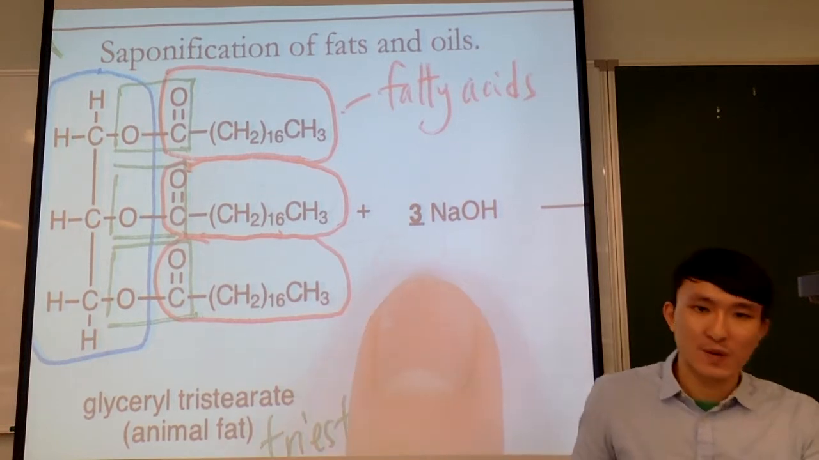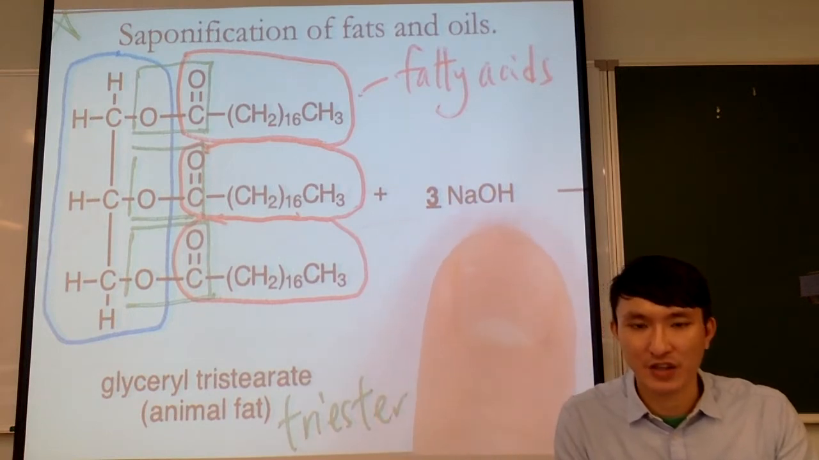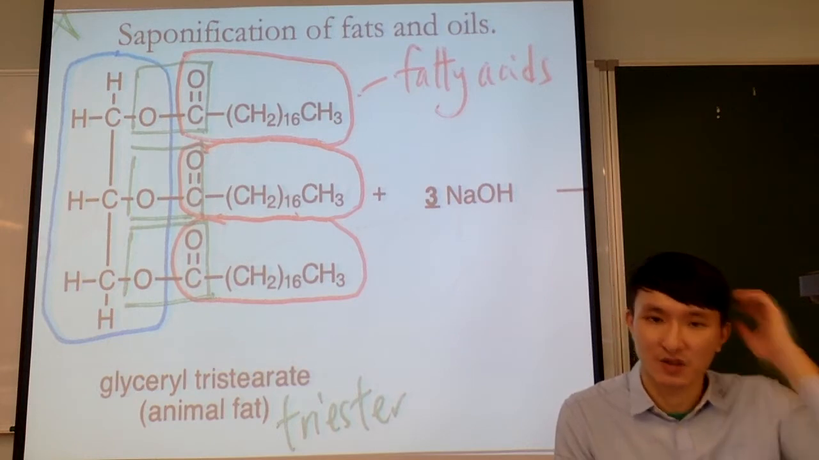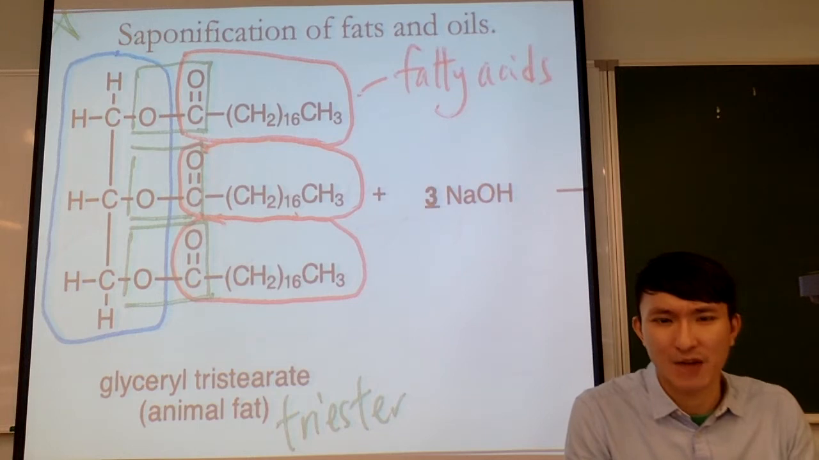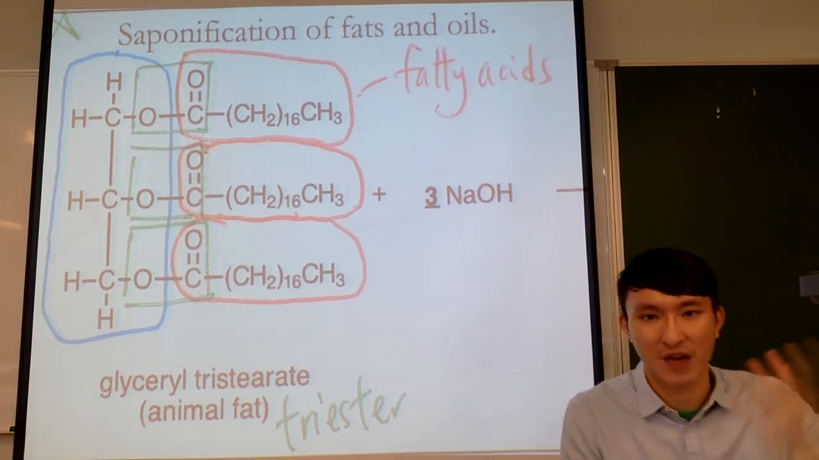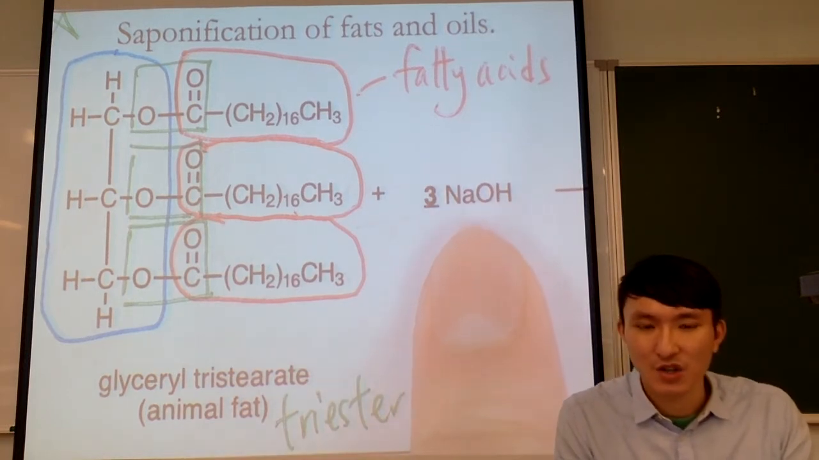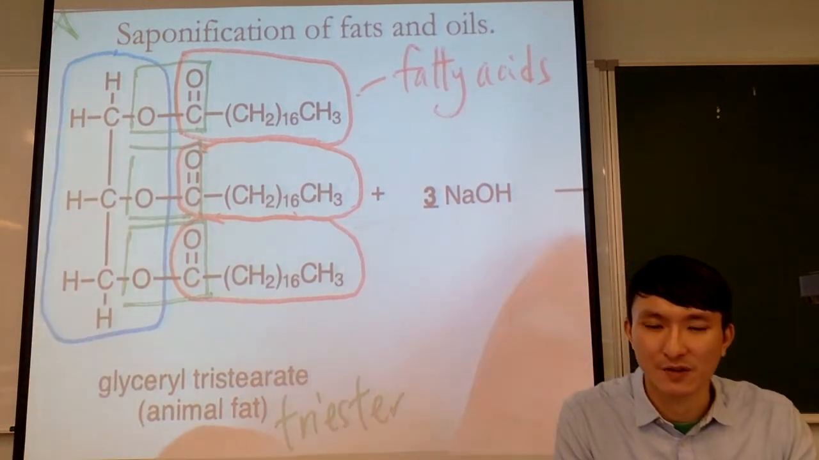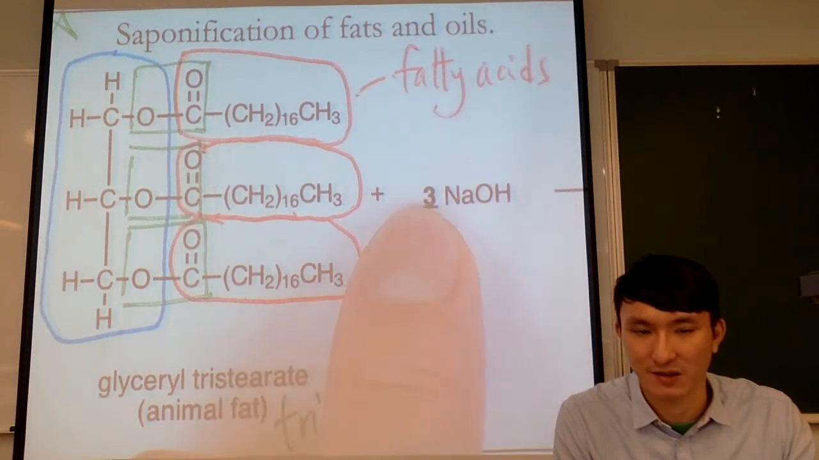Now, when we have this fat molecule, we want to undergo saponification. Actually, this so-called saponification is an alkaline hydrolysis. Again, as an ester, we only have one reaction, which is hydrolysis. So you either do acid hydrolysis or alkaline hydrolysis. This time, it is alkaline hydrolysis. Because we have three ester functional groups, we need to use three moles of sodium hydroxide. So that's why there's a three here.